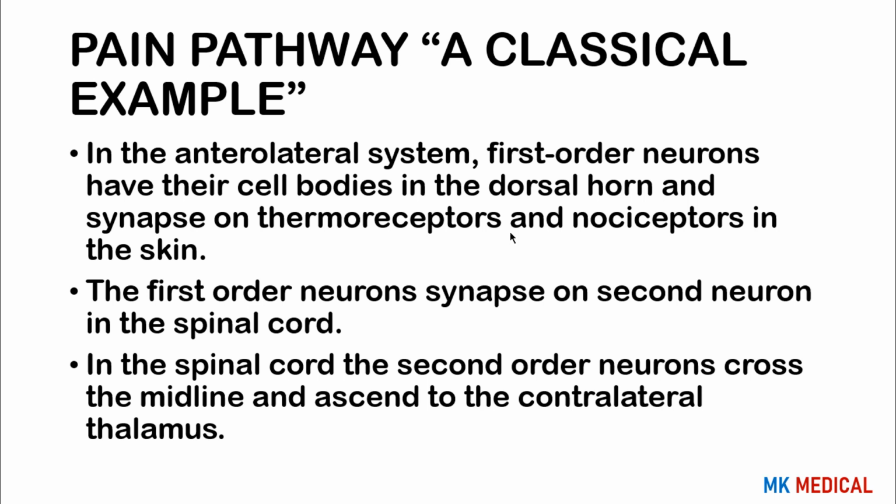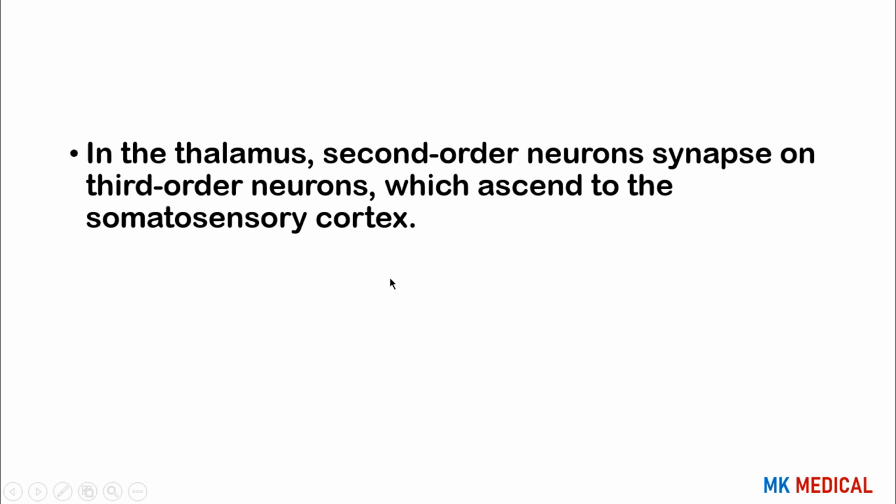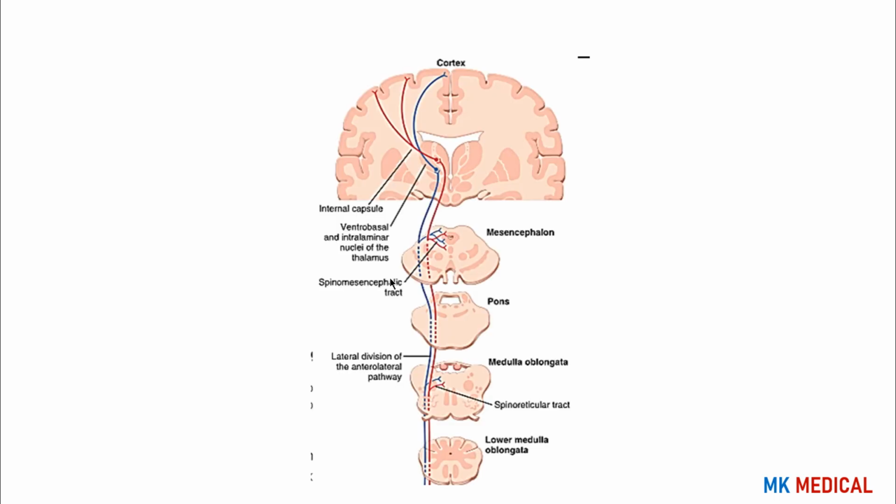Remember, contrast the difference. The second order neurons are arising at the level of the medulla in the dorsal column. The second order neurons are arising at the level of the spinal cord in the anterolateral column. So here's a schematic of each stage that I'm talking about. Of course, in the thalamus, the second order neurons are going to synapse on the third order neurons, which are sent to the somatosensory cortex. So this is what I've been talking about, the rest of the diagram. So I think this is pretty much self-explanatory.